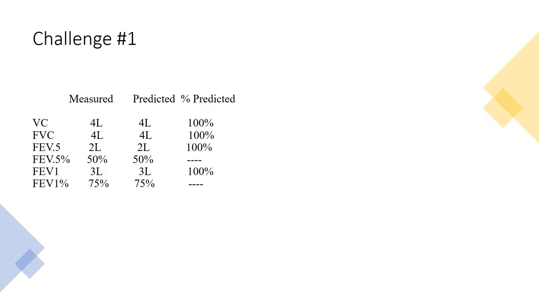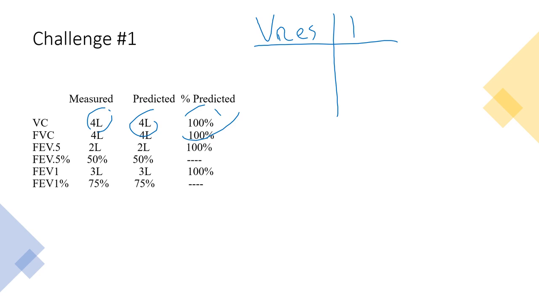All right, let's do some challenge questions here. So here's the scenario. You've got a patient. They measured 4 liters. What's predicted for their height, age, gender is 4 liters. So they're currently at 100% of predicted. When I look at this, this is the way I do it. I look at volumes, restrictive, and then I look at flow, obstructive. So you can set up your own scorecard. I have a scorecard set up in your Blackboard as well. You can see it in there.